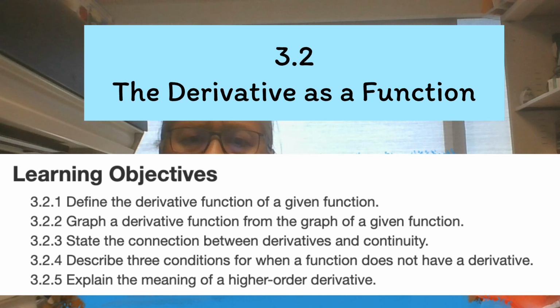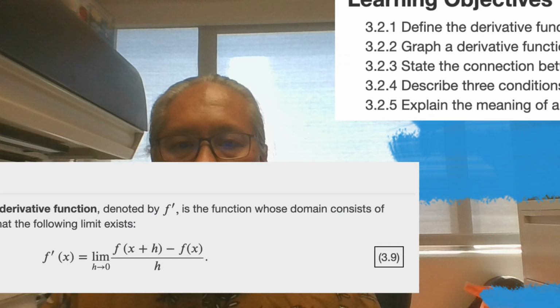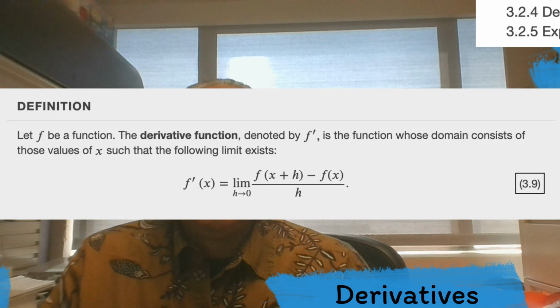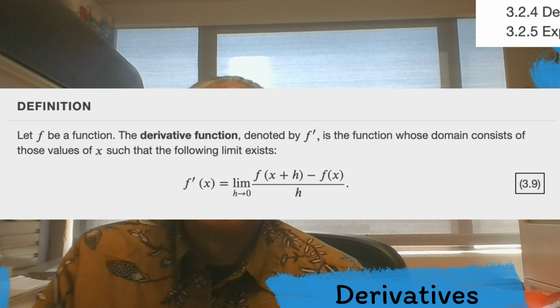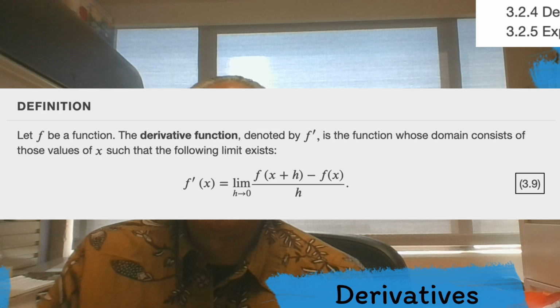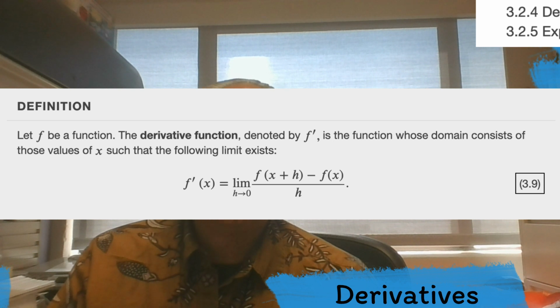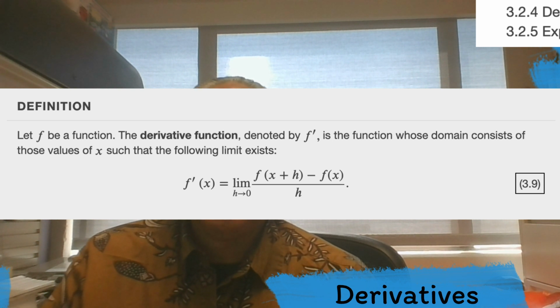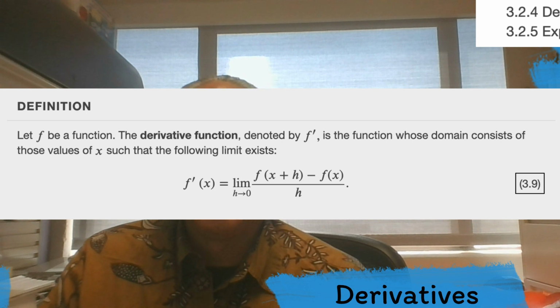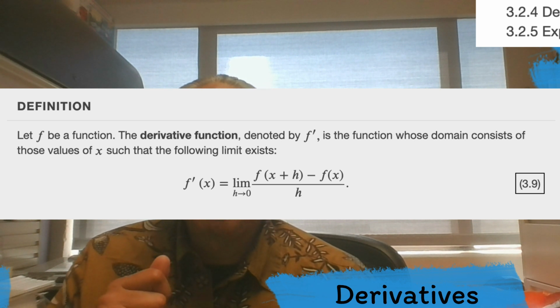We're going to see how to approach this symbolically, then look at the graph, and then make the relationship between derivatives and continuity. This is our second difference quotient that we used to define our derivative at a particular point. We had f prime of a is equal to the limit as h approaches 0 of f of a plus h minus f of a, divided by h. So that is at a particular point.